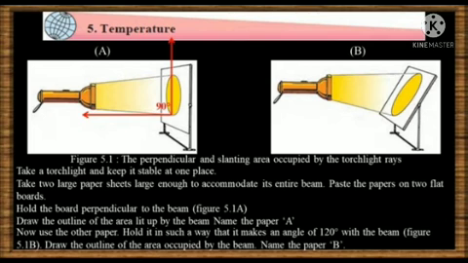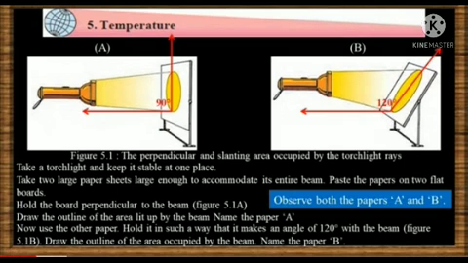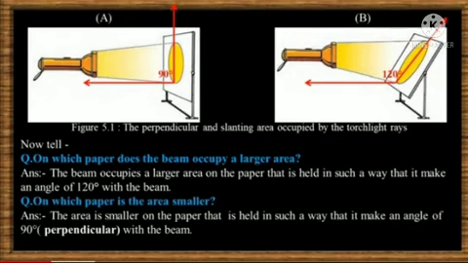Name the paper A. Now use the other paper and hold it in such a way that it makes an angle of 120 degrees with the beam. Draw the outline of the area occupied by the beam. Name the paper B. Observe both the papers A and B. Now tell, on which paper does the beam occupy a larger area?